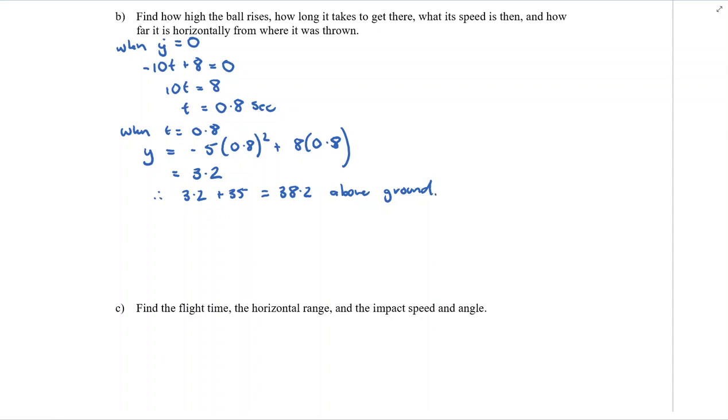But then it also says, how far is it horizontally from where it was thrown? What is its speed as well? What is its speed then, and how far is it horizontally from where it was thrown?